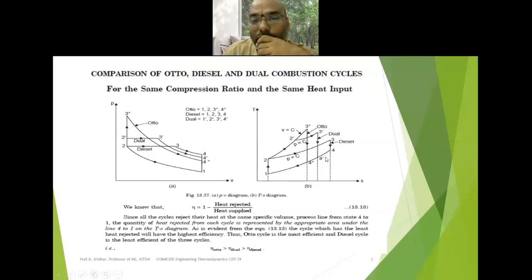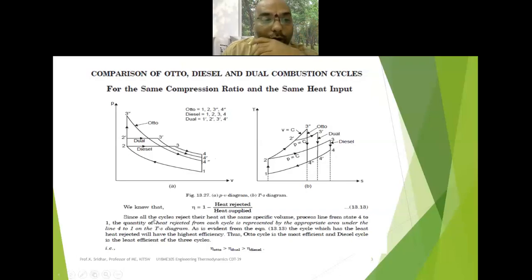Next 4, 4 dash and 4 double dash, all these points are falling on the same line because it is the same heat rejection and the same compression ratio. So now we know that efficiency is the work done divided by the heat supplied, and the work done is heat supplied minus heat rejected. So whenever we write the efficiency in terms of heat supplied and heat rejected, it is 1 minus heat rejected by the heat supplied.